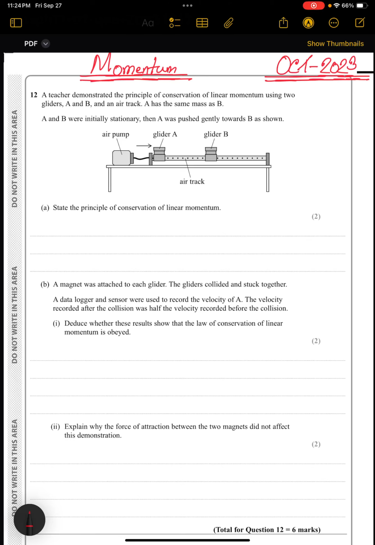Assalamualaikum. So let's solve this October 2023 question number 12, which is from the chapter Momentum. So let's solve this question.